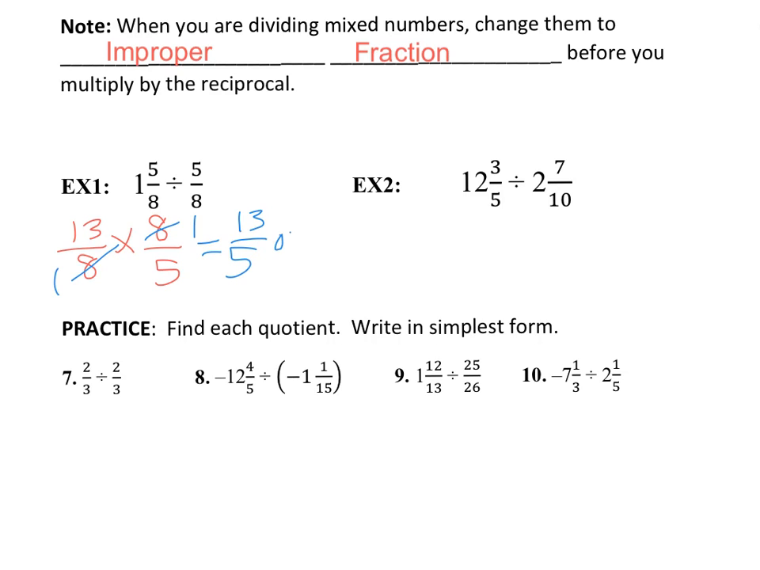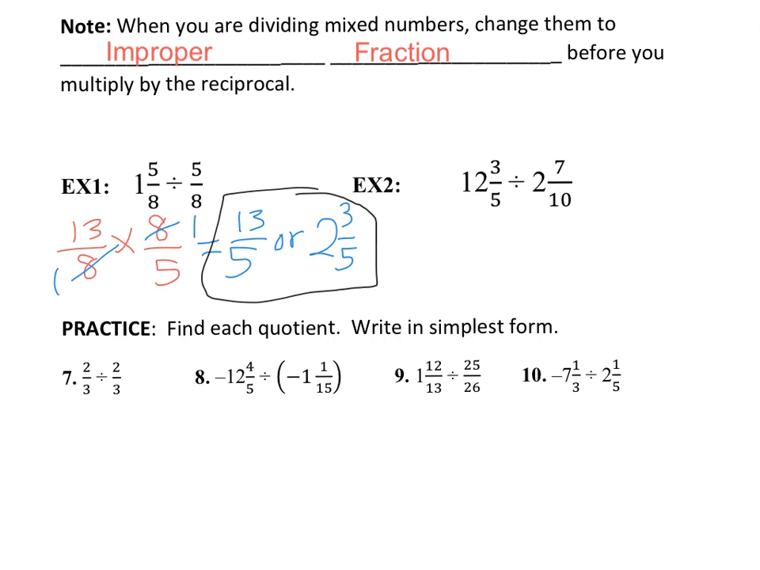Or if I want to convert it back to a mixed number, I just divide the 5 into the 13 and I end up with 2 3/5. So my final answer is 13/5 or 2 3/5.